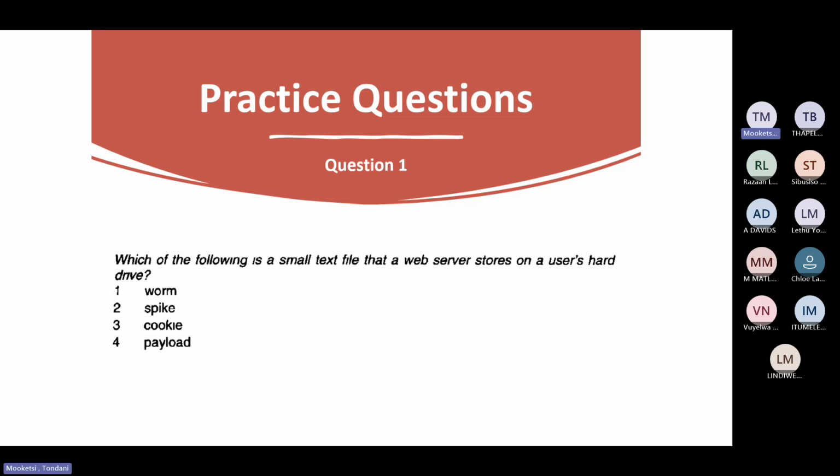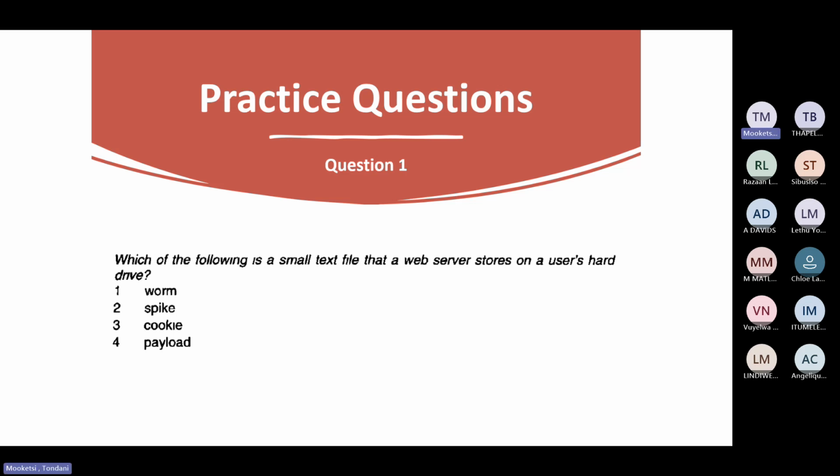I see 5 people are saying it's option 3. So which of the following is a small text file that a web server stores on a user's hard drive? 3, it's a cookie. So cookie is the correct answer here, because remember we said a cookie is a file that is stored on the hard drive, on the user's hard drive. So option 3 is the answer there.